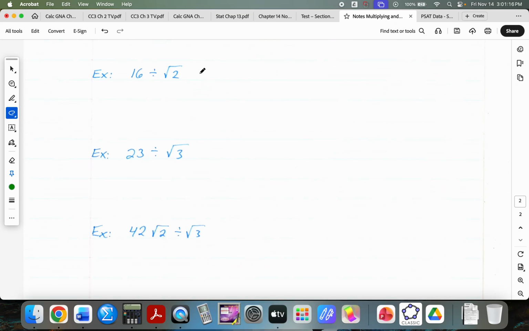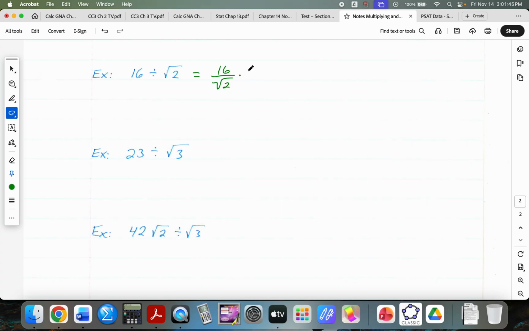Let's take a look at this one. That's 16 divided by the square root of 2. And unlike the previous two questions, I can't divide these because 16 is not under the square root. They're not the same kind of numbers. There's a simple trick. There's a simple trick to doing this.